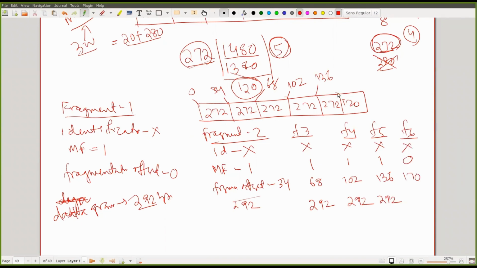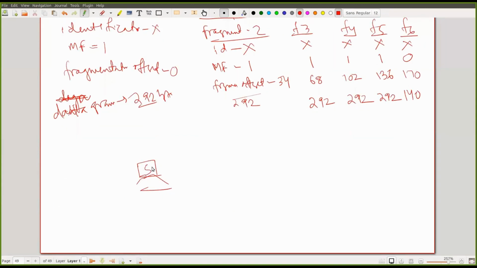X, 272 bytes again. So the last but one fragment. So it is 170. Then what about the payload? I mean the datagram size. This is my source machine. This is the router. The same picture I used to draw.